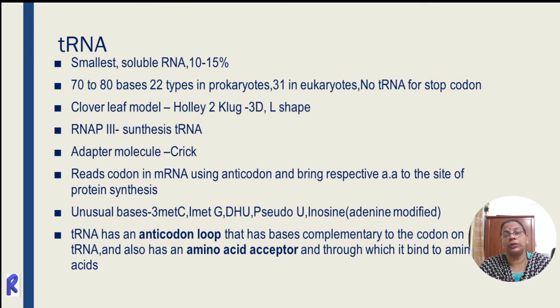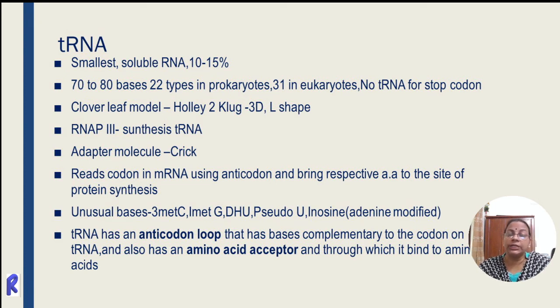The two-dimensional shape, Holley proposed, is the cloverleaf model. And Klug said that in three dimensions it will appear like an inverted L-shaped structure. Then the tRNA itself is synthesized by the enzyme RNA polymerase 3. RNA polymerase 3 takes the initiative for synthesizing the tRNA from a template DNA.